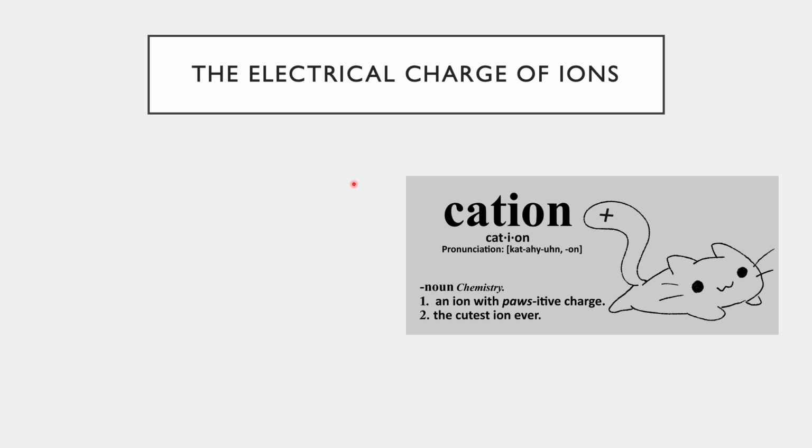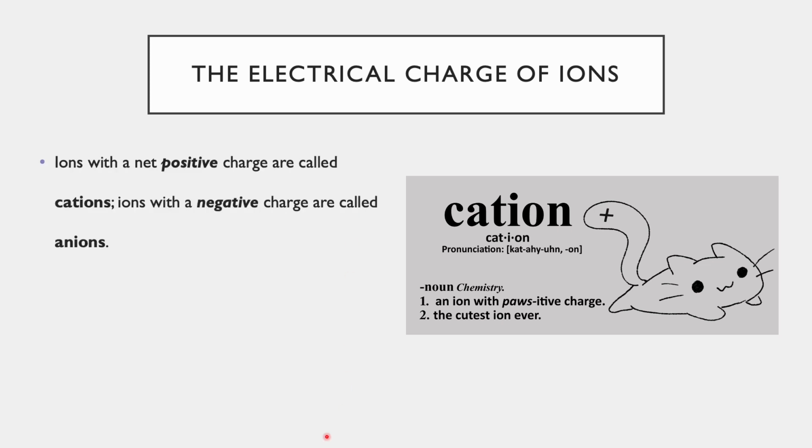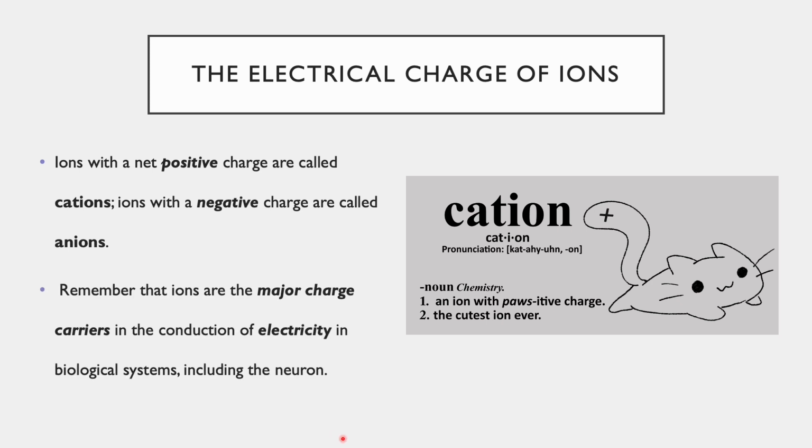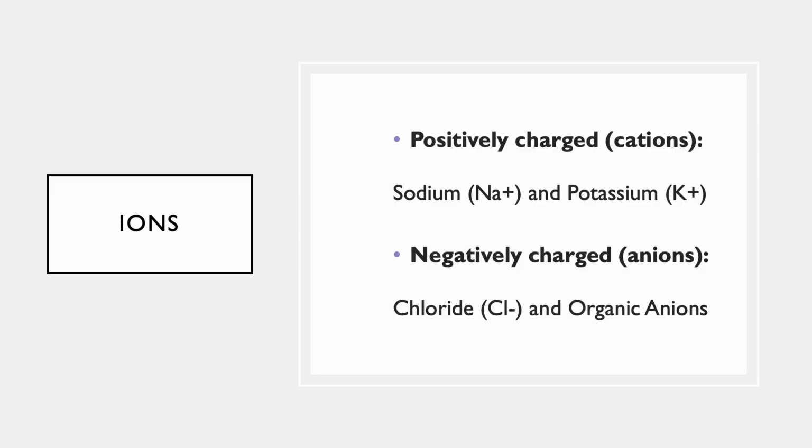The electrical charge of an atom depends on the difference between its numbers of protons and electrons. Ions with a net positive charge are called cations, whereas ions with a negative charge are called anions. Remember that ions are the major charge carriers in the conduction of electricity in the neuron. These are the ions I'd like you to know for our class. The two positively charged cations we'll be discussing the most include sodium and potassium, and we'll also be talking about negatively charged anions such as chloride and organic anions.